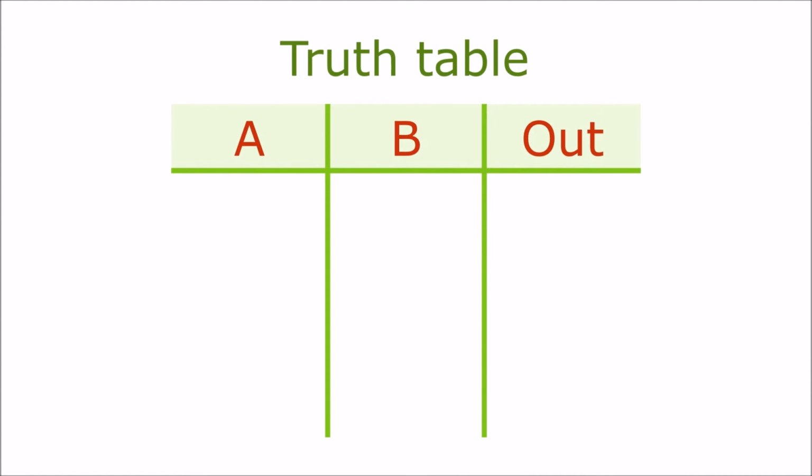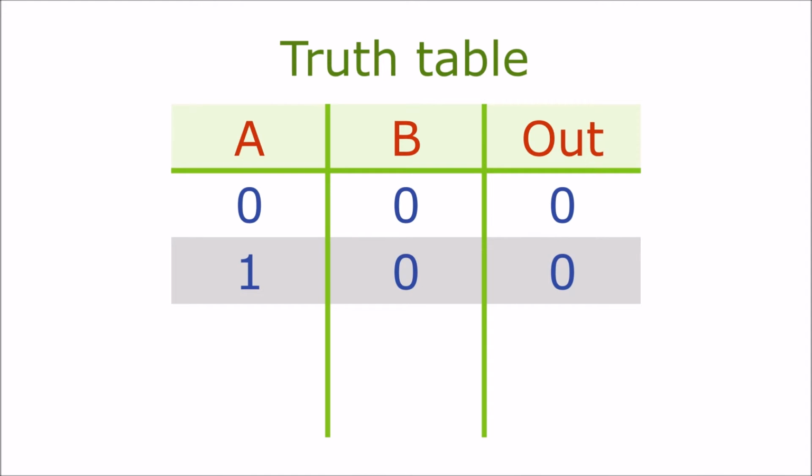Now we can build up our table. We need to take account of every combination of switches A and B being either on or off. There are 4 possibilities. If both switches are off, that is A and B are both 0, then we know of course that the light will also be off, or 0.